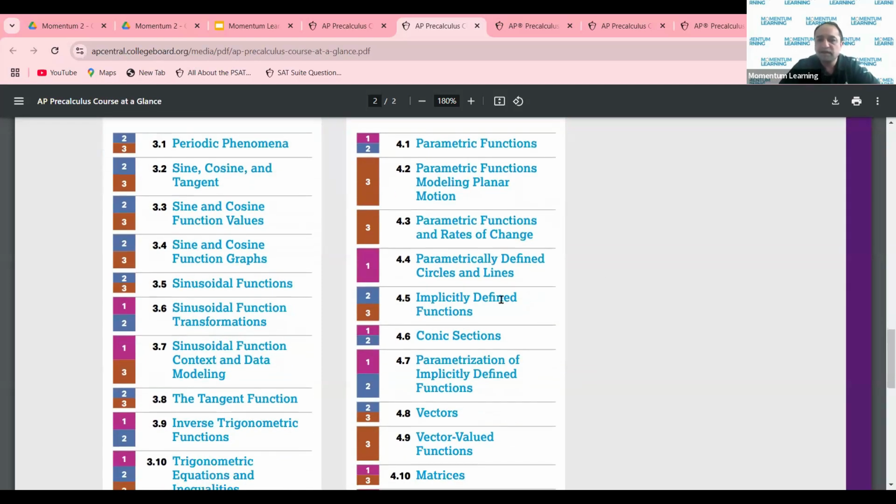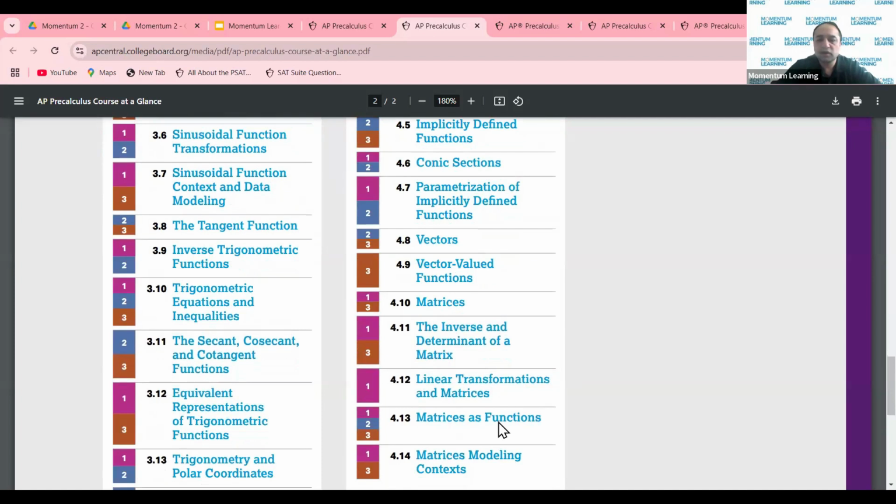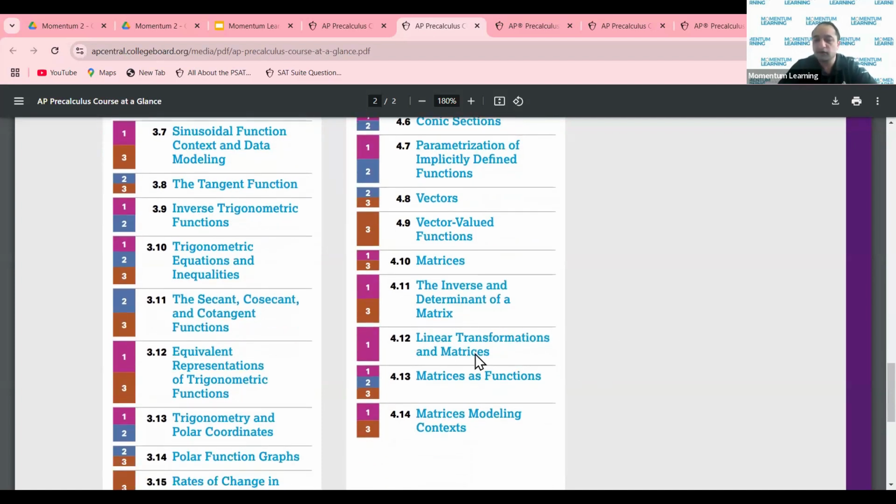And then implicit functions are important, especially in the derivative topic, again in calculus. We're going to learn how to get the derivative of functions which are implicit functions. That's why this knowledge is needed prior to calculus. Conic sections, vectors, matrices, and of course transformations and linear transformations and matrices together we're going to look at.